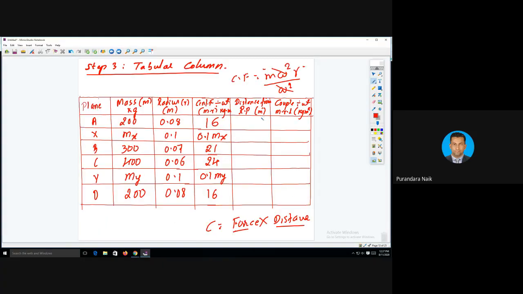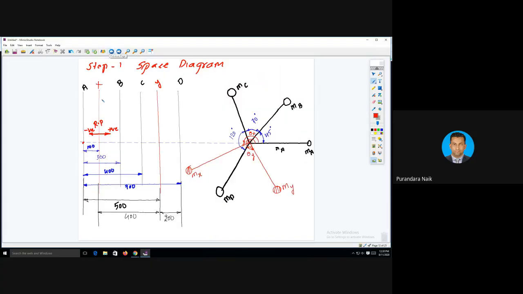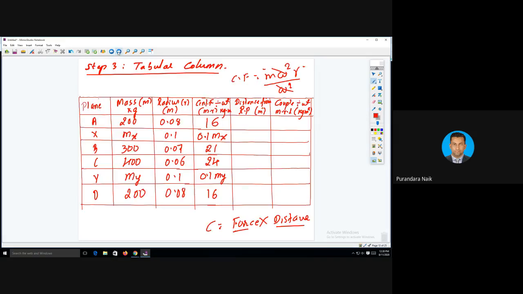Distance from reference plane. Reference plane is x. What is the distance between x and A? Go back. Distance between x and A is 100 millimeter, and it is negative because it is on the left side. 100 millimeter is 0.1 meter, so minus 0.1. Next, the distance between the reference plane x and x is 0.